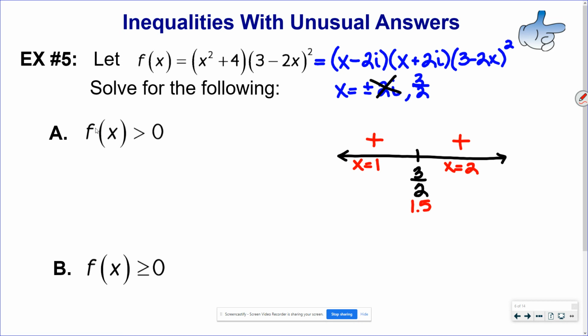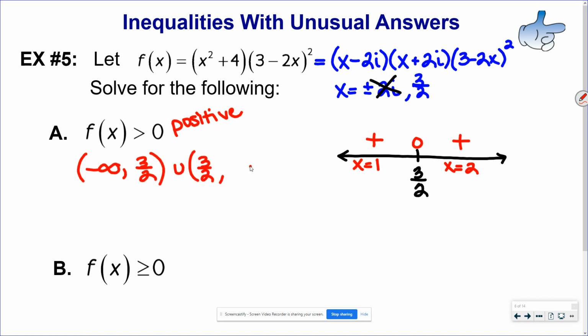So the first question says, when is the function bigger than 0? So when is the function positive? Well, look at your answer. Your function is positive everywhere except for at 3/2, and at 3/2 the function is equal to 0. So we're going to list negative infinity to 3/2 and 3/2 to infinity. Do not include brackets because we're not looking at when it's equal to 0, just greater.